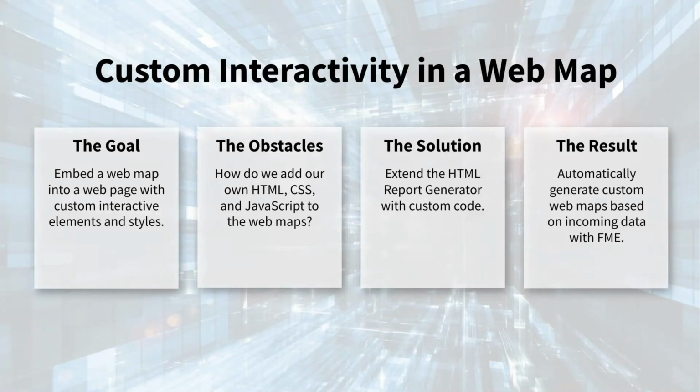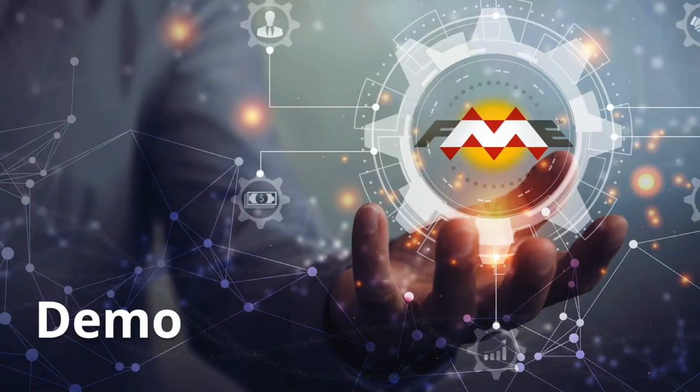So the goal was to embed a custom web map with some of my own interactive elements into a web page. And the way to solve this challenge was to use the custom code element in the HTML report generator so that I can have those automatically generated custom web maps based on incoming data. So now let's jump into the demo.